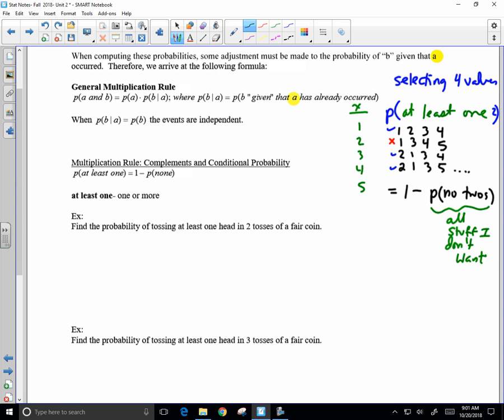Right? But that example, that's kind of what we're working towards rather than where we would start. But it gives you a good sense of the idea, hopefully. And if not, the next three examples will. Find the probability of tossing at least one head in two tosses of a fair coin. So probability of at least one head in two tosses.